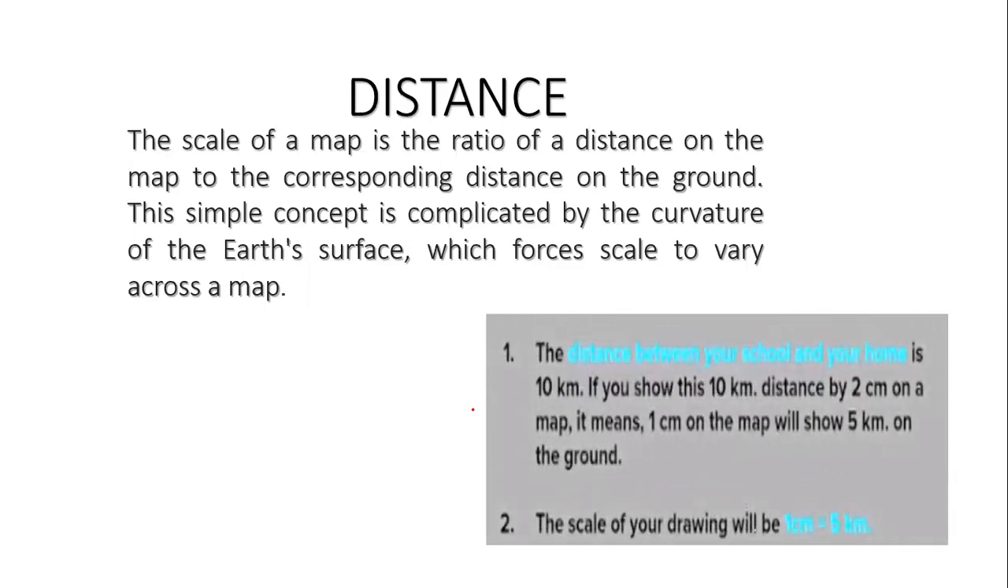The distance between your school and your home is 10 km. If you show this 10 km distance by 2 cm on a map, it means 1 centimeter on the map will show 5 km on the ground. The scale of your drawing will be 1 centimeter is to 5 km. It can also be shown as 1 is to 5 lakh or on a table.